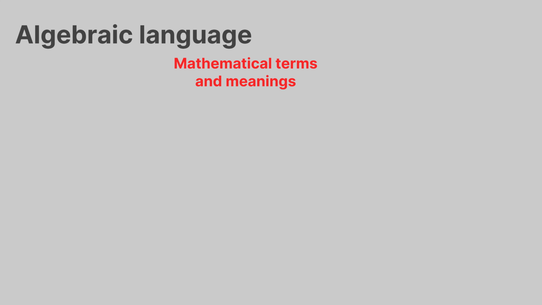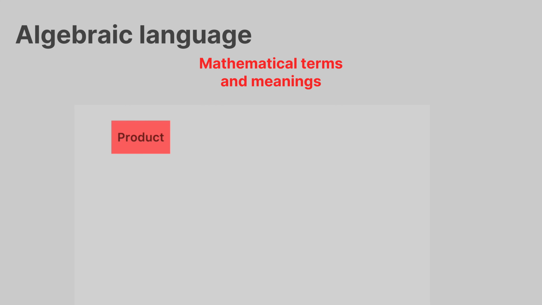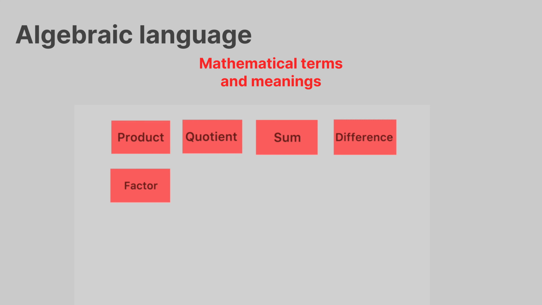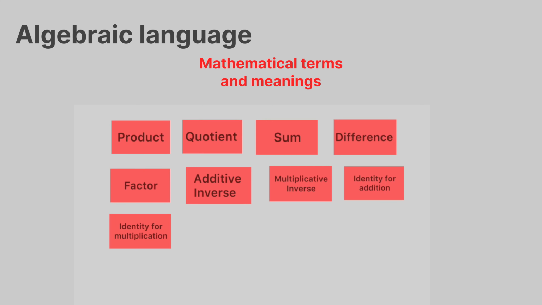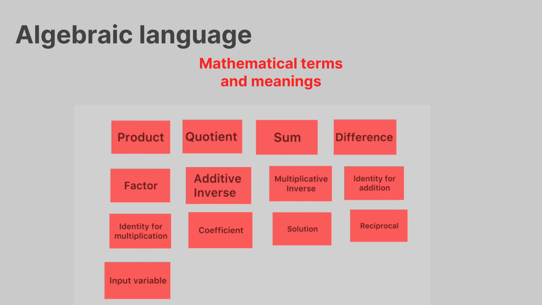Hello guys, today in this video we'll be talking about algebraic language. The only thing that you should know when it comes to algebraic language in grade 10 is the mathematical terms and their meanings. Those terms are product, quotient, sum, difference, factor, additive inverse, multiplicative inverse, identity of addition, identity of multiplication, coefficient, solution, reciprocal, input variable, output variable.